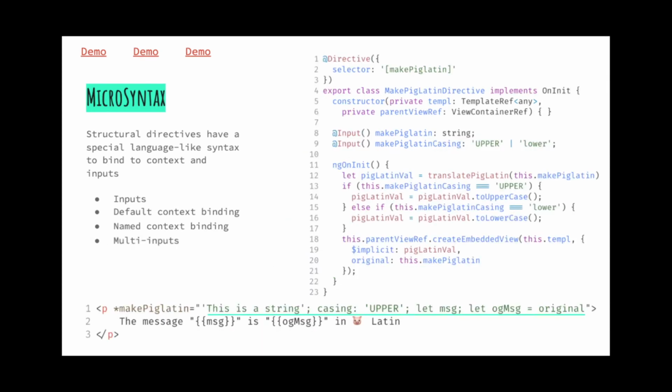We also can have multiple inputs. So let's say that we wanted the ability to have an uppercase or a lowercase message of Pig Latin. We can pass in casing, which is an input for upper or lowercase. So now we could go even further. So the message blank is original message in uppercase Pig Latin.